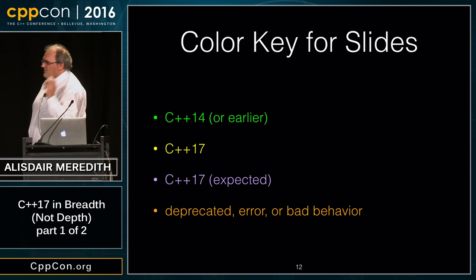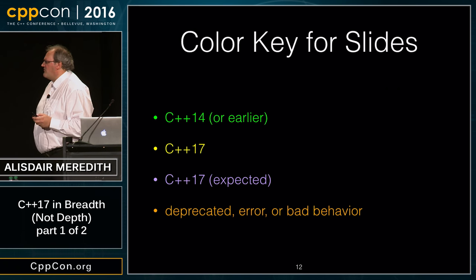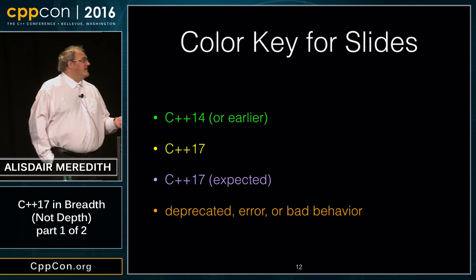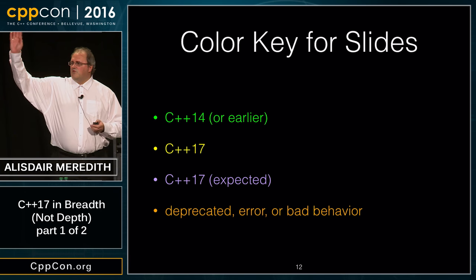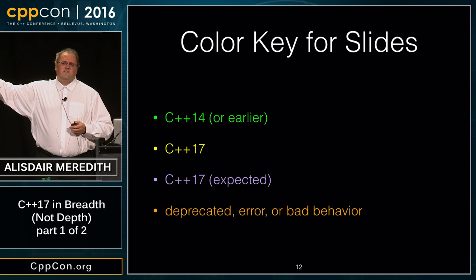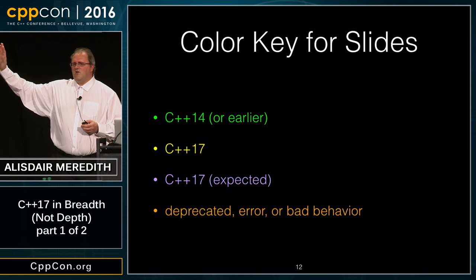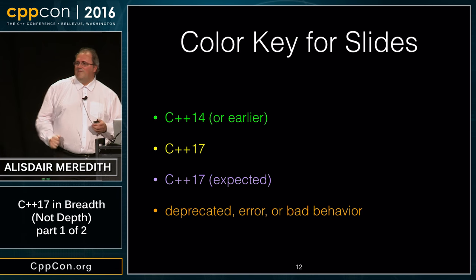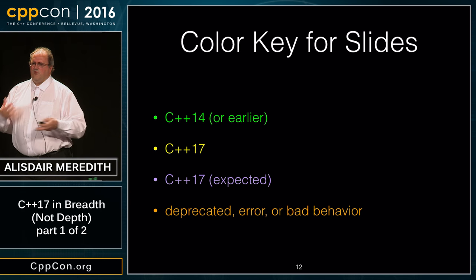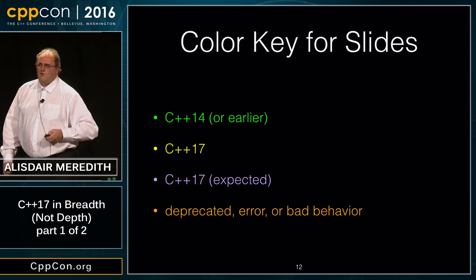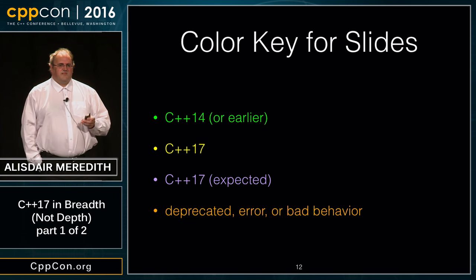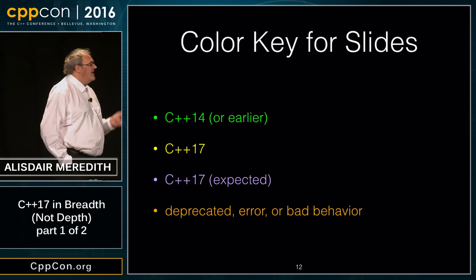So with that, let's get talking about what actually is going in 17. Quick color code for trying to decode my slides as I go through fairly quickly. Something in green is something that landed in C++14 or earlier. A quick show of hands, who is aware of the differences between C++14 and C++11? Just so I've got a sense of the audience. Okay, I got a well-informed audience, that's good. Most of the green stuff is me adding C++14 as a gradual migration, but you're already ahead of me on that. Anything in yellow is part of the C++17 candidate CD.